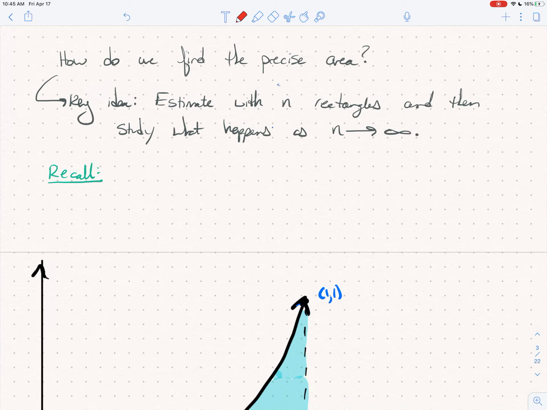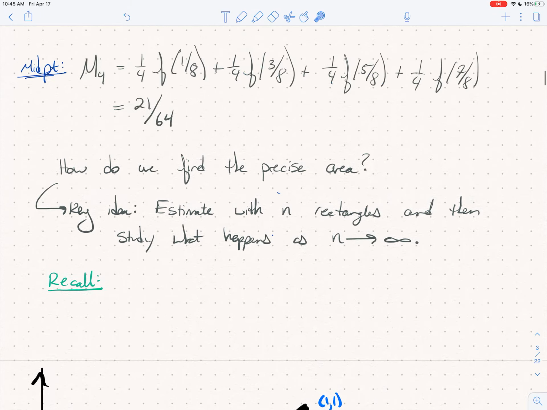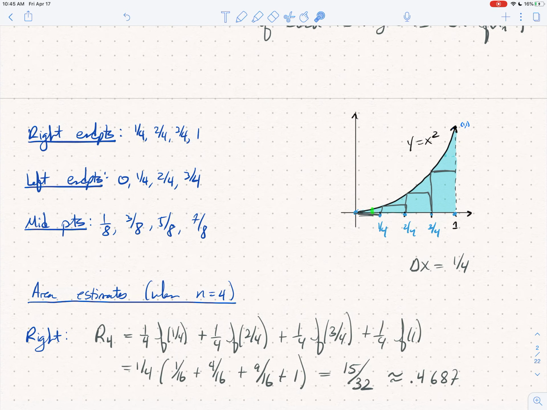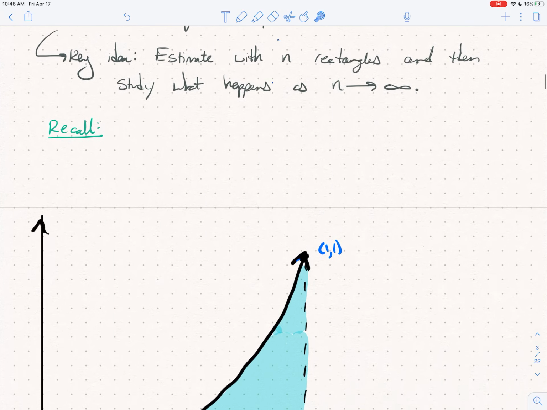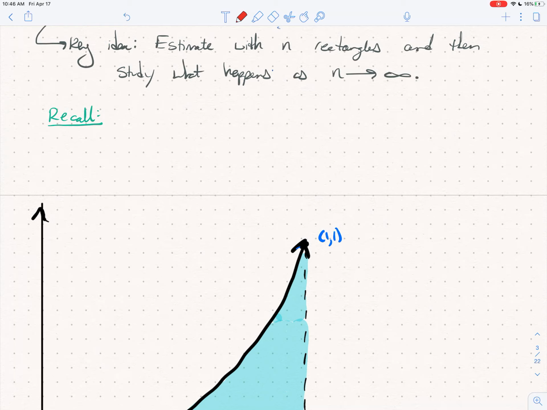And so the key idea here is that you study what happens to your area estimate as the number of rectangles, I'm going to imagine having n rectangles, goes to infinity. In other words, you take a limit. You just take the limit of your estimation as the number of rectangles goes to infinity, and somehow that makes sense. If we scroll back up and I just make these rectangles finer and finer, more and more rectangles, then my area estimation is going to get closer and closer to the actual value, and hopefully that's something we can compute.